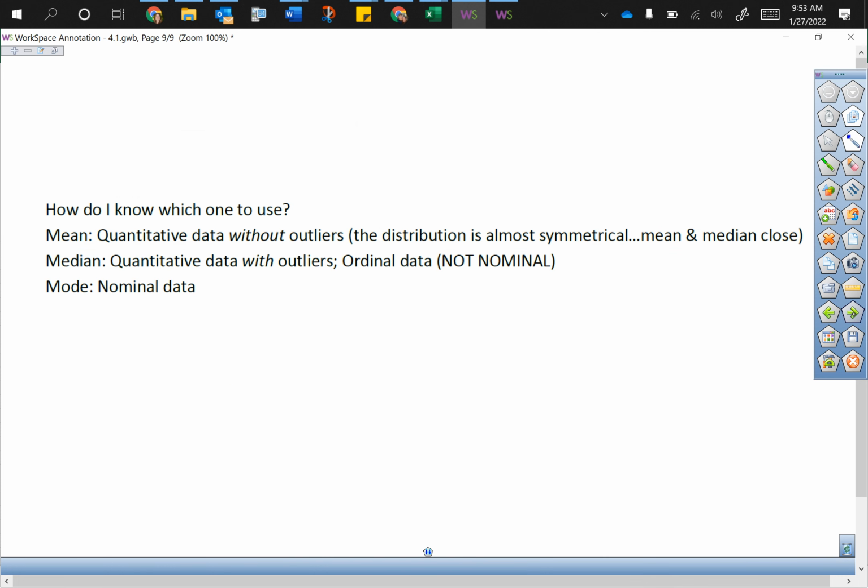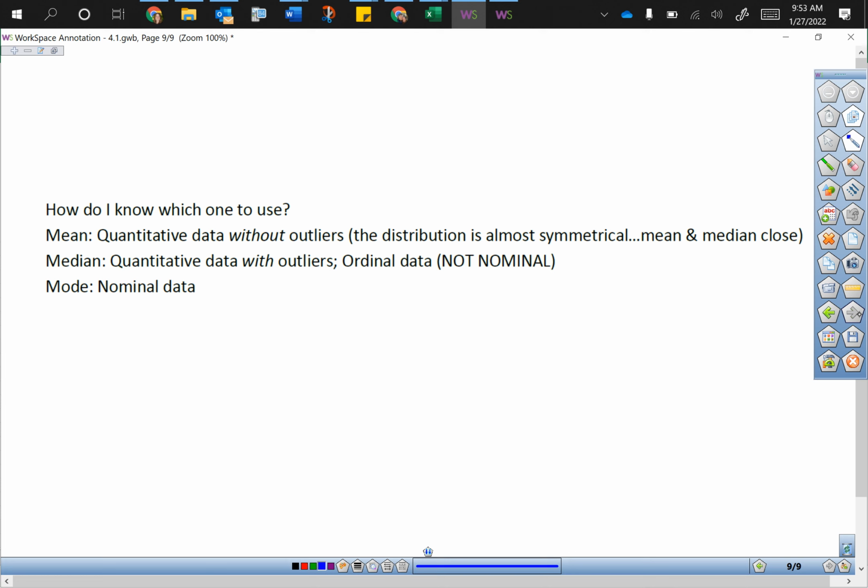Now finally, we need to talk about how to know which one of these measures of central tendency to use. They're going to give you problems and they're going to say, here's the mean, here's the median, here's the mode. Which one of these descriptors is the best descriptor for this problem? Which one should I use?